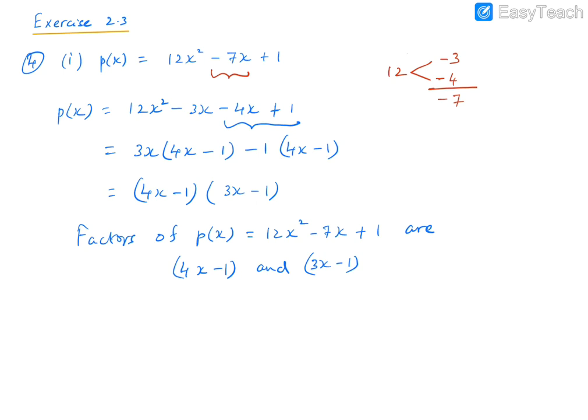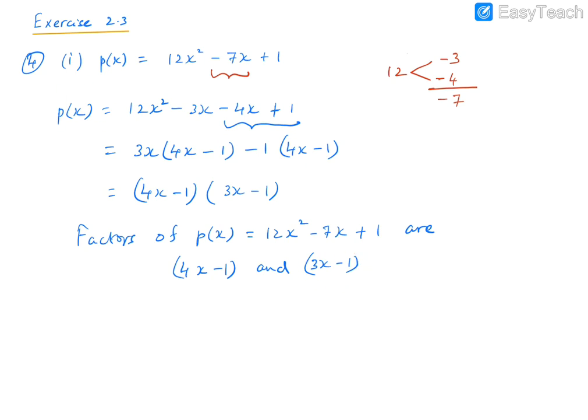These are the two factors of the quadratic polynomial 12x squared minus 7x plus 1. If you multiply these two terms, you will get back the polynomial. 4 into 3 is 12, x into x is 12x squared. 4x into minus 1 is minus 4x. Minus 1 into 3x is minus 3x. So minus 4x minus 3x, we get back our minus 7x. And minus 1 into minus 1, we get plus 1. So when you open the brackets, you get back the expression. The factors of this polynomial are 4x minus 1 and 3x minus 1.